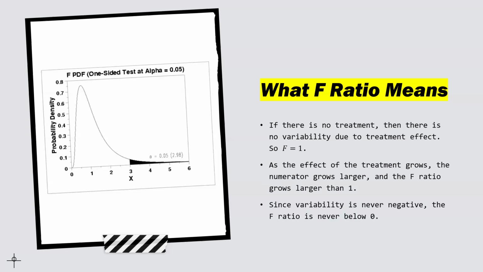And finally, as I said before, because variability is never negative, the F ratio is never below 0. Technically it can be 0, but it's not very common. 1 is the most common, and we just deal with that. So I hope that sets you up to understand how this works.